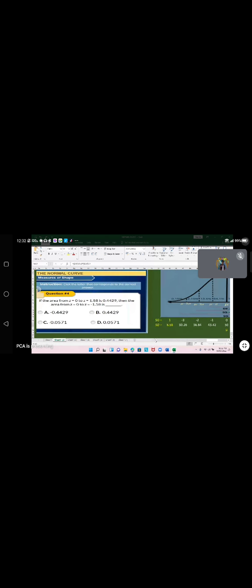Ito yan, no? So sagot dyan, it's 0.4429 because we're talking about area. The same area, no? Though negative, they are the same area, no? It's just a reflection, no? Of your right to your left. That's why it's 0.4429. What about this one?